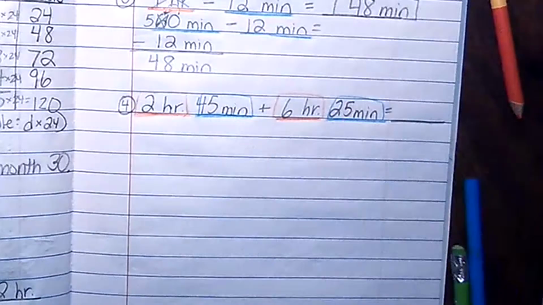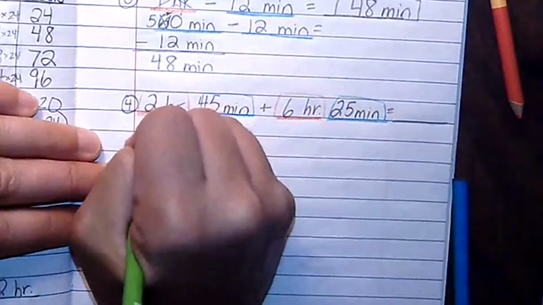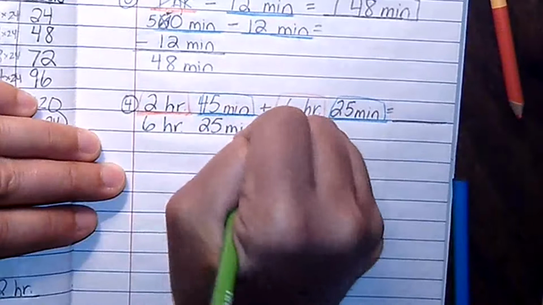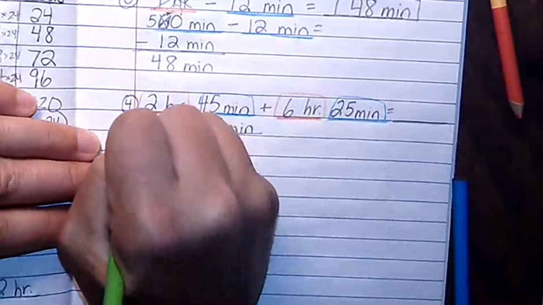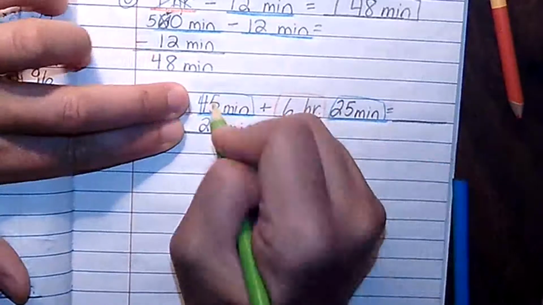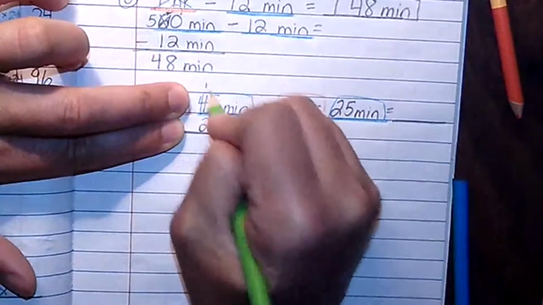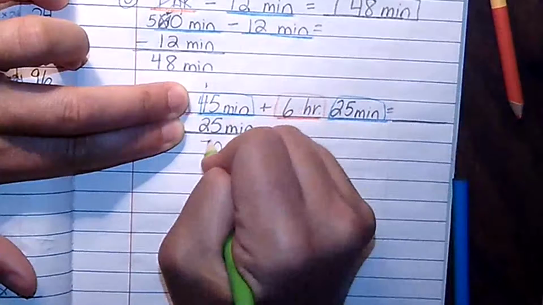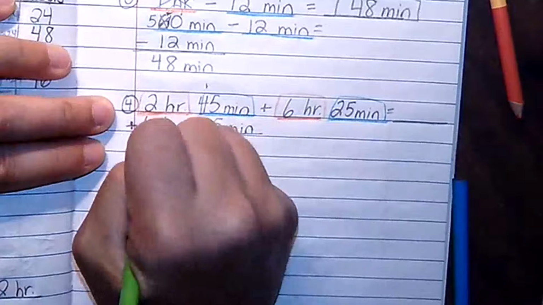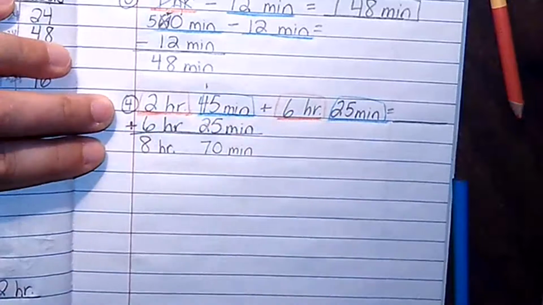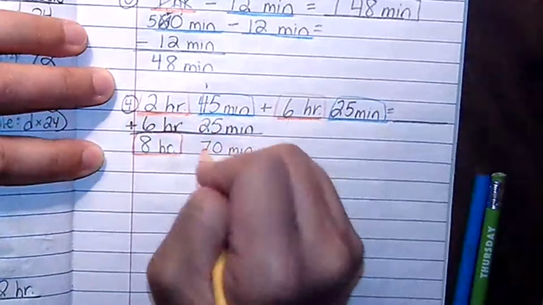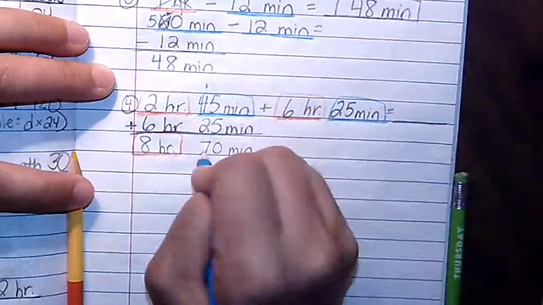So I'm going to stack this a little bit differently. I'm going to bring it down below. I've got 6 hours, 25 minutes. Let's add them this way. I'm going to add vertically. Let's start with my minutes. 5 plus 5 is 10. 4, 5, 6, 7. So I have 70 minutes. 2 hours plus 6 hours, that equals 8 hours. This gives me 8 hours and 70 minutes.